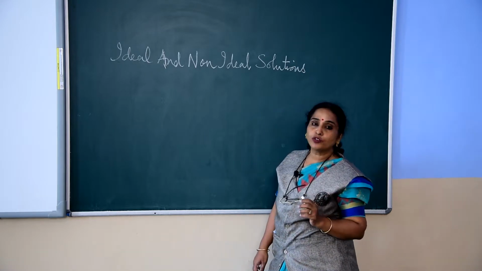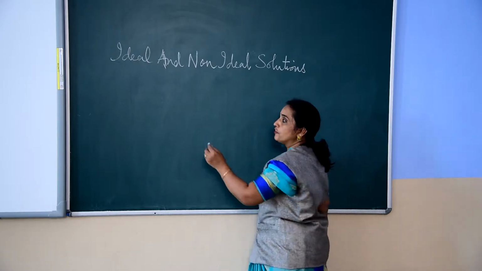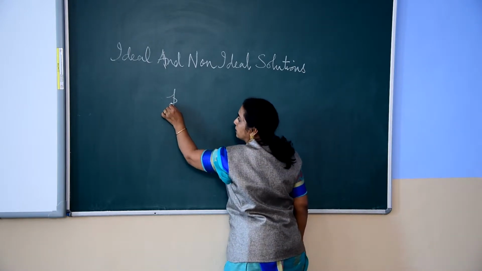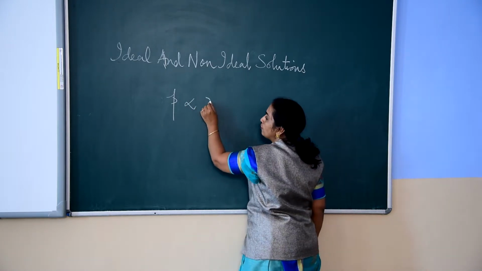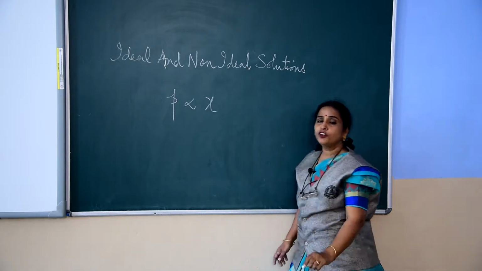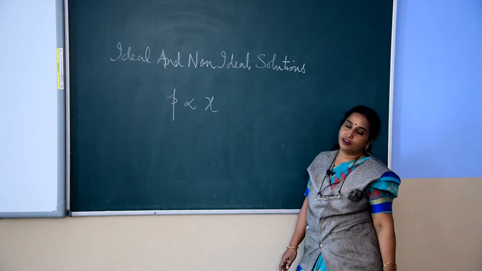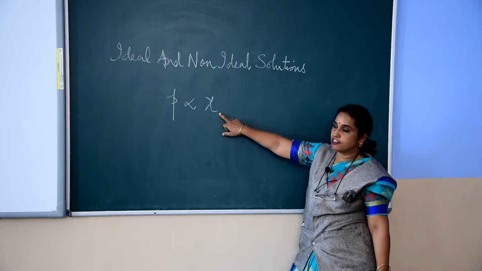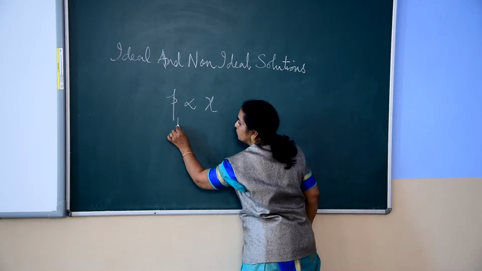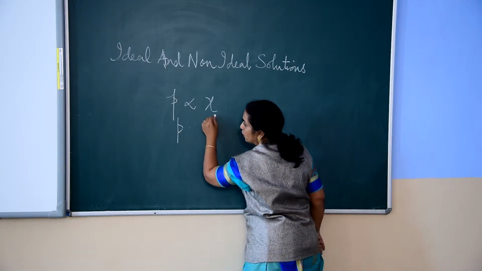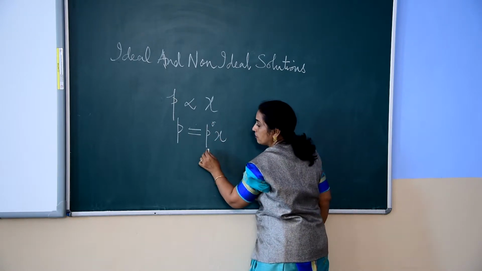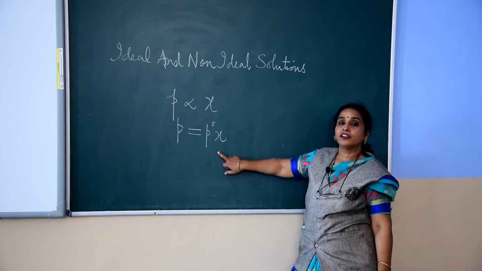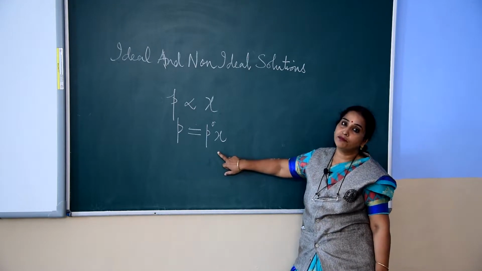According to Raoult's law, we had said that the vapor pressure of any component, that is the partial vapor pressure, is directly proportional to the mole fraction of the component in the solution. Mole fraction x, or in other words, P is directly proportional to x, or P is equal to P naught into x, where P naught is the vapor pressure of the component in the pure state.